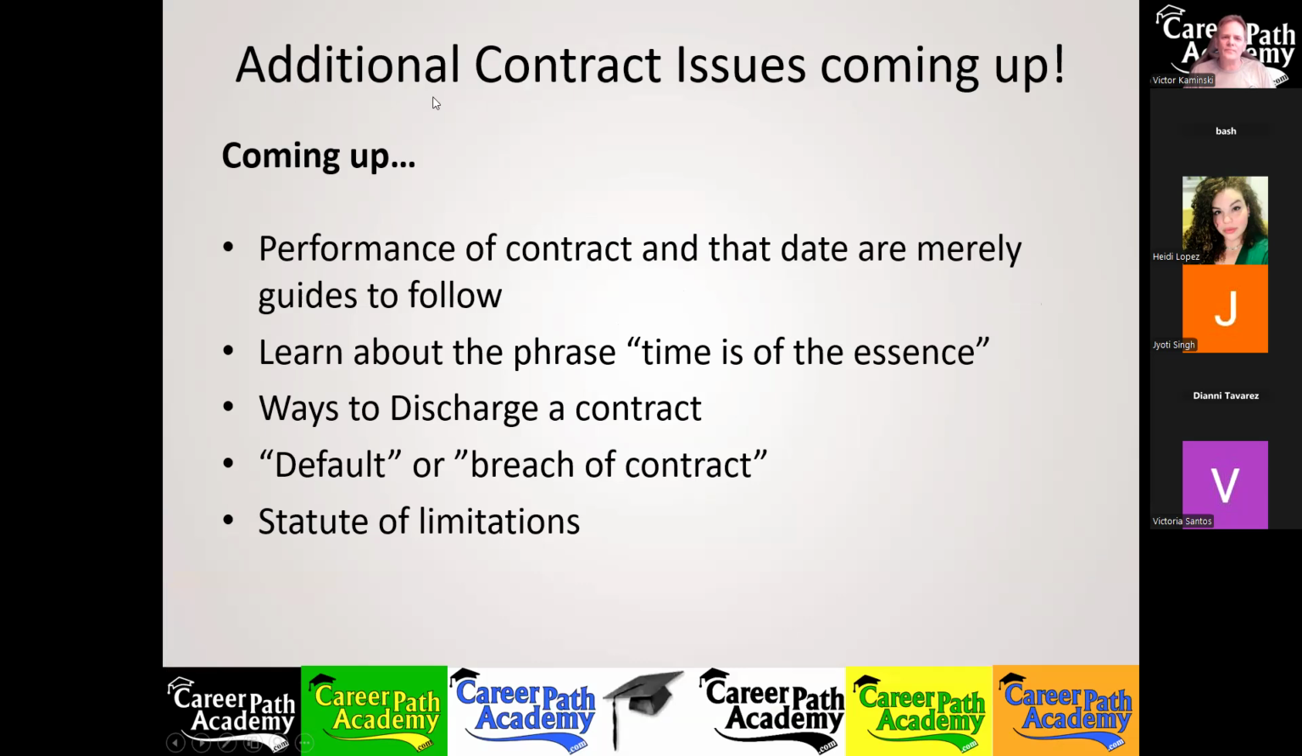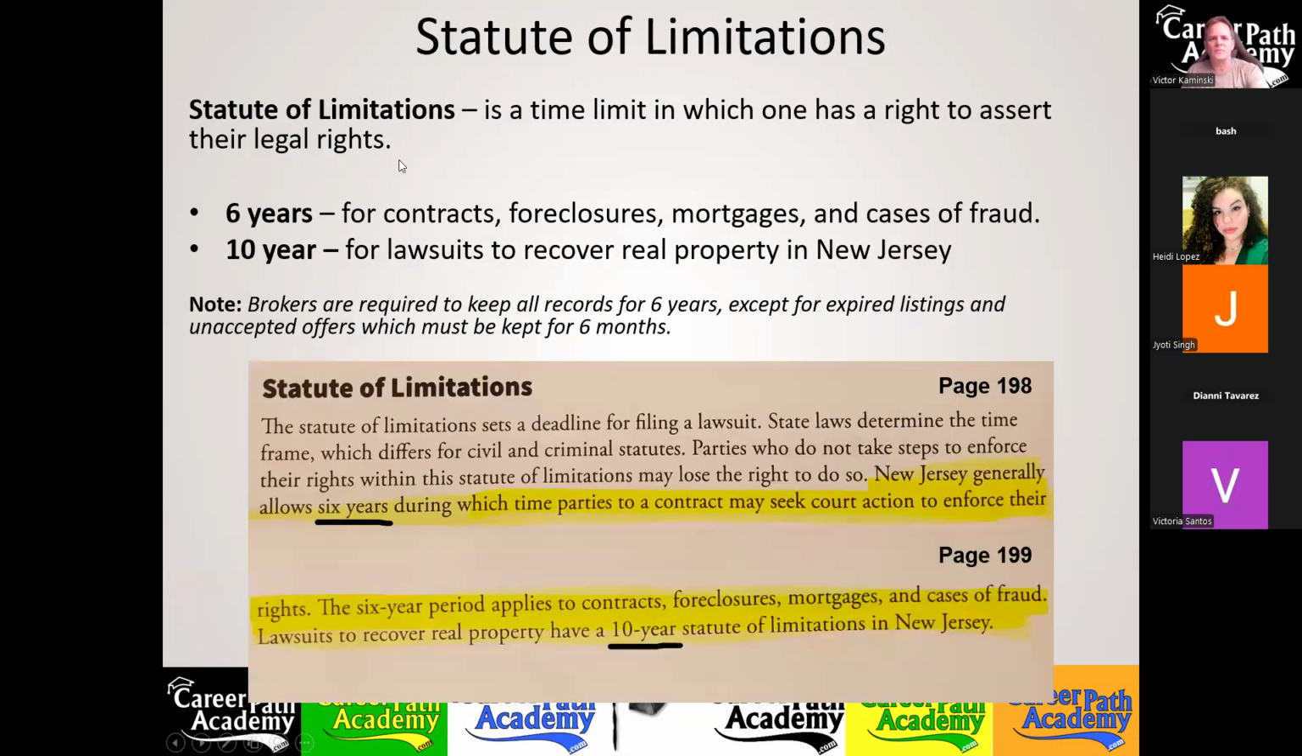All right, so additional contractual issues are coming up. Performance of a contract, and the dates are merely guidelines to follow. We're going to learn about the phrase "time is of the essence." We're going to learn about different ways to discharge a contract. And we're going to learn the term default or breach of contract and what they mean. And we're going to learn about statute of limitations. So without further ado, here we go.